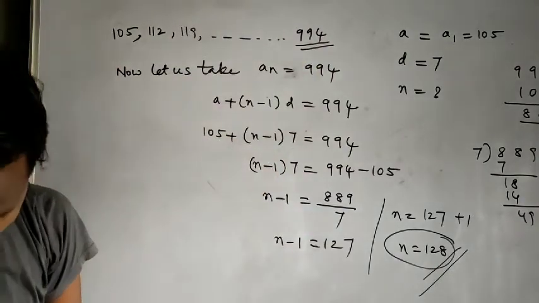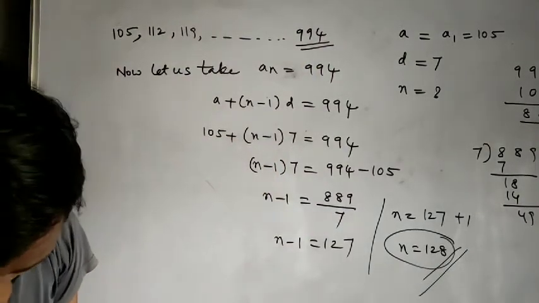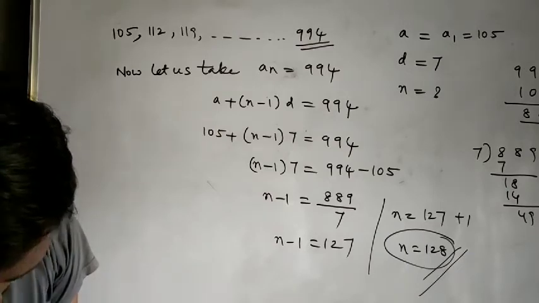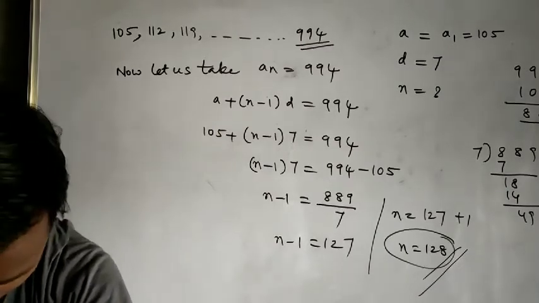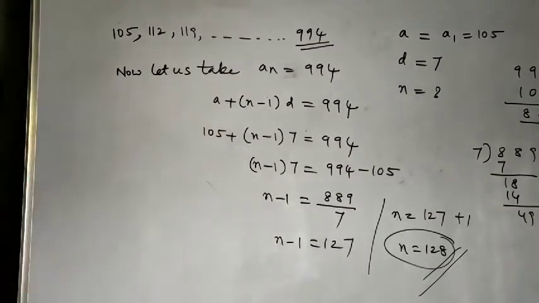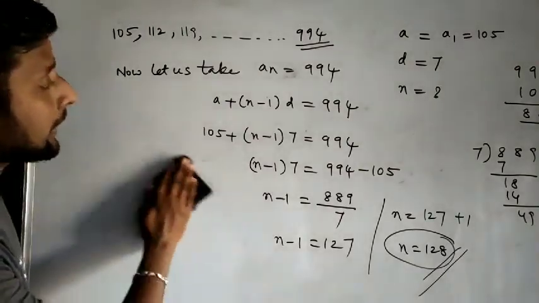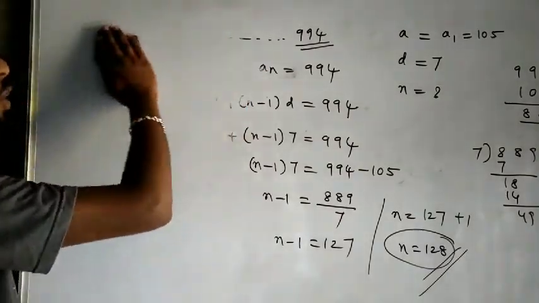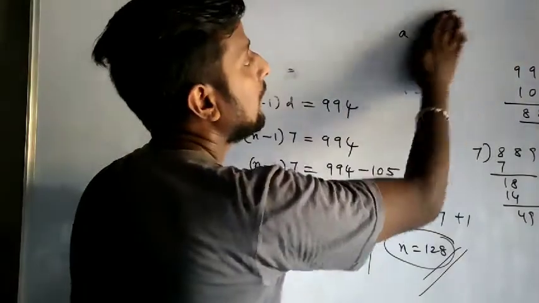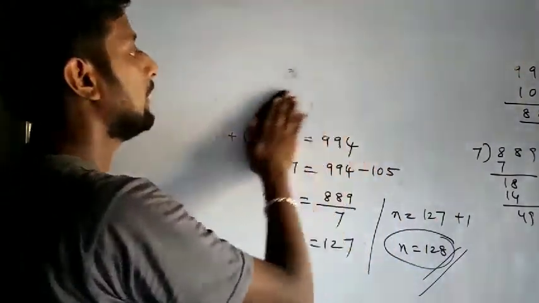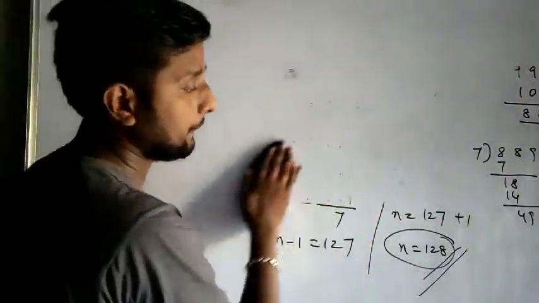Okay. And next beta, 12th problem. How many multiples of 4 lie between 10 and 250?